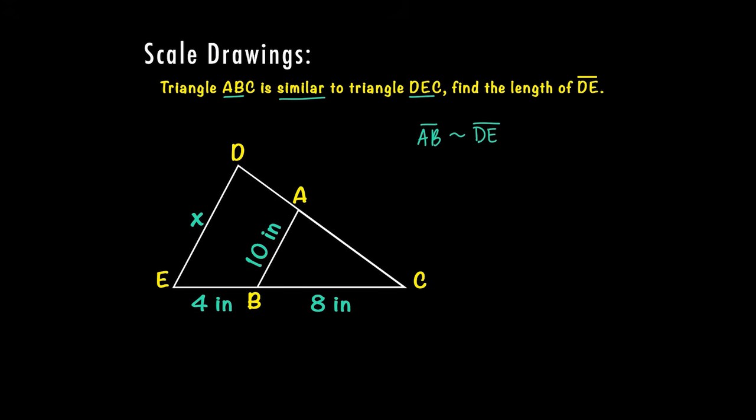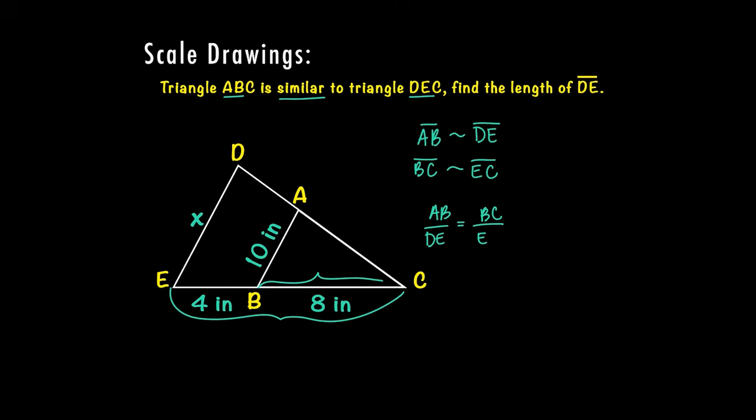I also know that side length BC is similar to side length EC in the larger triangle. So this triangle side length here is similar to the larger triangle side length. This helps me in setting up my proportions. I can set it up using the letters first. AB corresponds to DE, and BC corresponds to EC. If I plug in the values of the side lengths themselves, then I can solve for X.